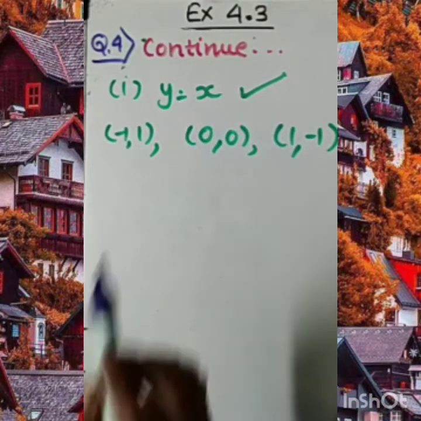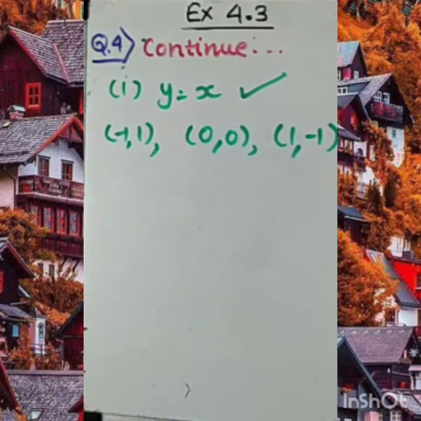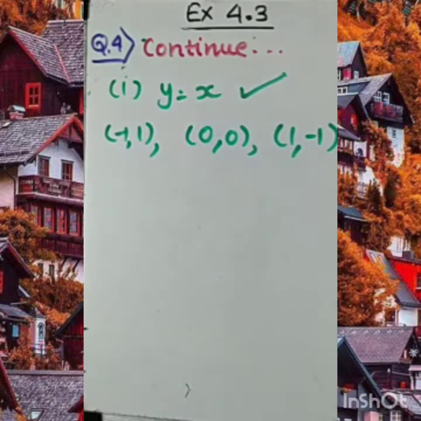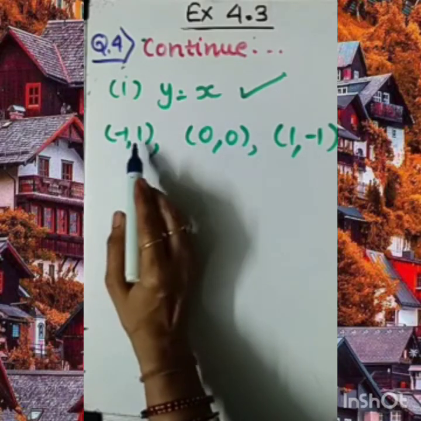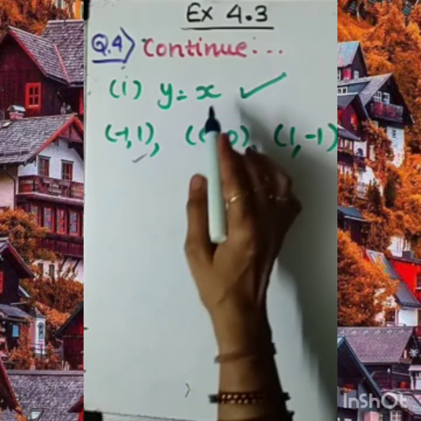Whatever the coordinates of x, it must be the coordinate of y. So you can see here -1, 1. They are similar but with opposite sign. So we can't say this is equal to this. Not possible. So in the beginning only we come to know this is not possible.